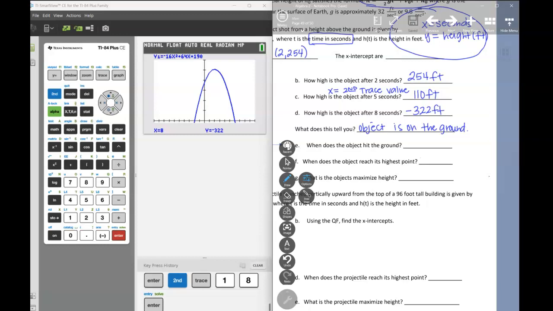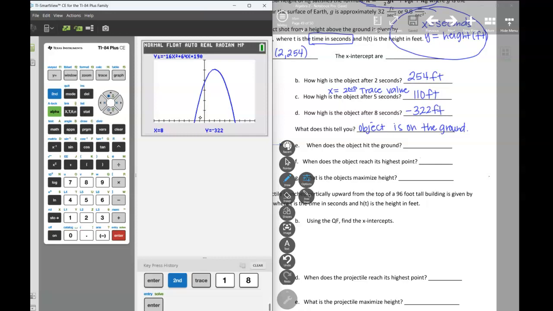Okay, when does the object hit the ground? 6 seconds. How do you know? 0. Okay, we can use second trace and we can do 0. You guys remember that? So everybody, why does the left one, this one right here, not pertain to our information? Right, where did this ball start? 190 feet. So everything left is irrelevant. Do we understand that? It's getting thrown right here, and where it hits the ground is going to be the right 0. Are we good so far?